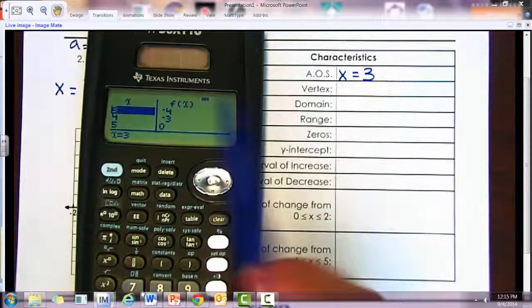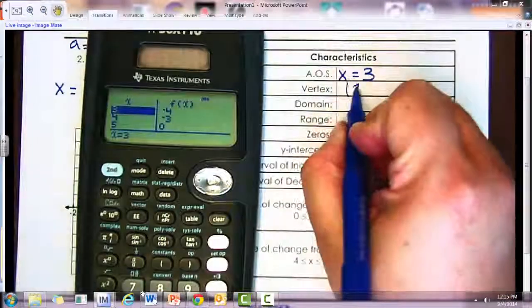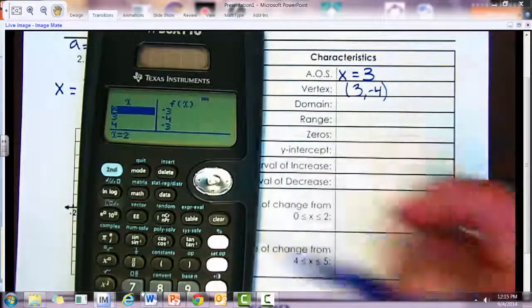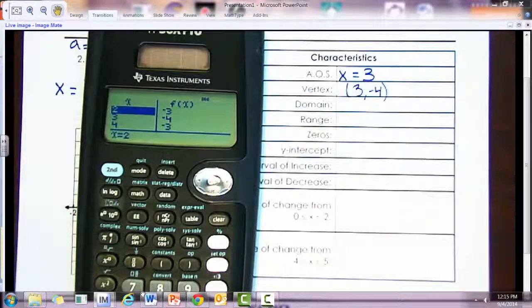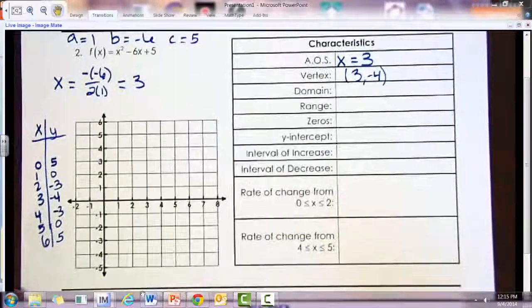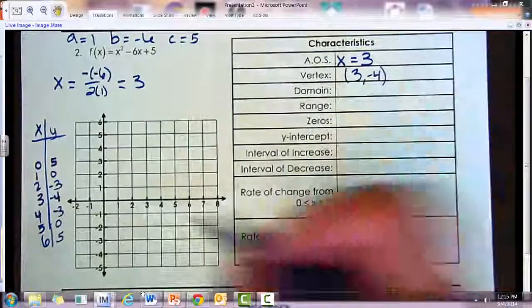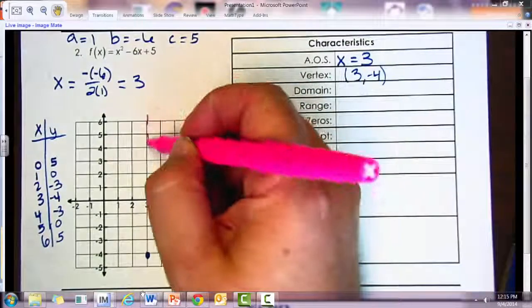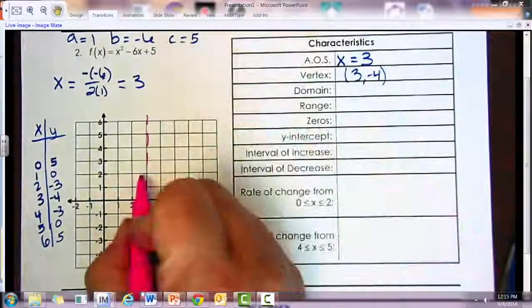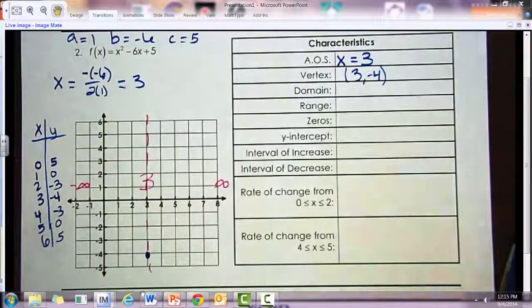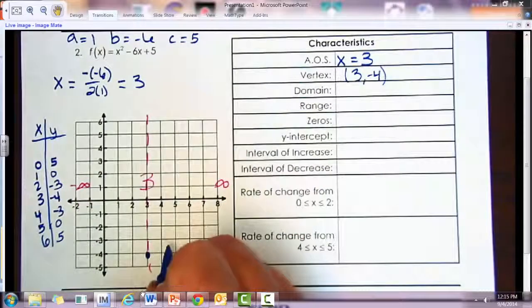This number that pops up will be our vertex. When you scroll up and down, you should see the numbers repeat around it. We're going to go ahead and record some of these numbers on the table and go ahead and get it graphed. Now that I've recorded some numbers on the table, let's plot all of these. 3, -4, that's your vertex. This is our axis of symmetry. Go ahead and plot the rest of those numbers.